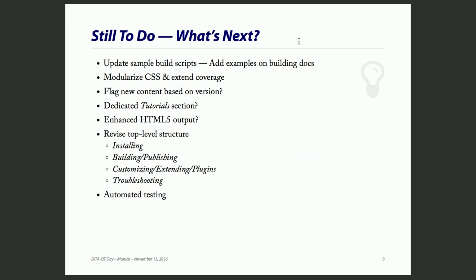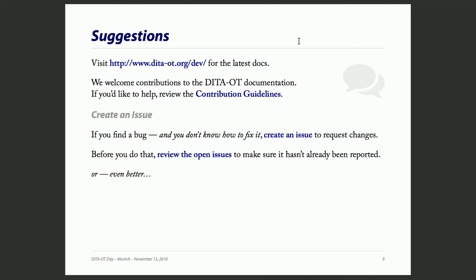Some of it's already there, but just making that top-level structure a little bit more intuitive. And then the idea of automated testing to make sure that we catch errors in our documentation before it goes live. We do a little bit of that, but we'd like to do more. So that's that. And then, of course, we are very curious for your suggestions.